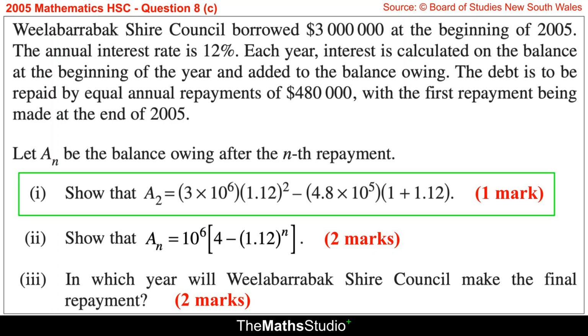Part 1. Show that A2 equals 3 times 10 to the power of 6 times 1.12 to the power of 2 minus 4.8 times 10 to the power of 5 times (1 plus 1.12).